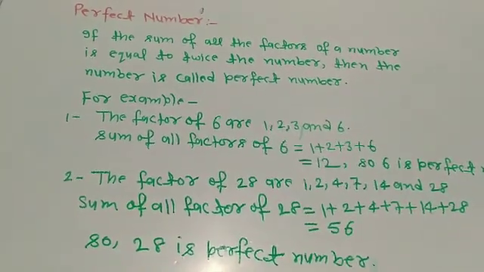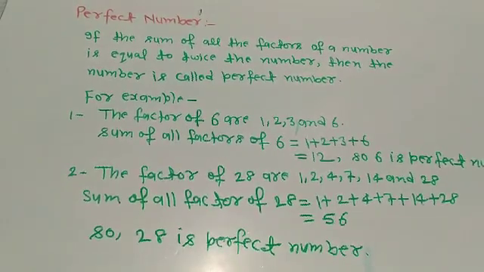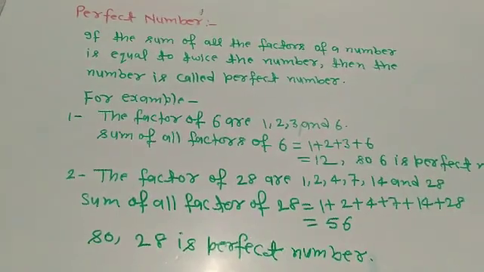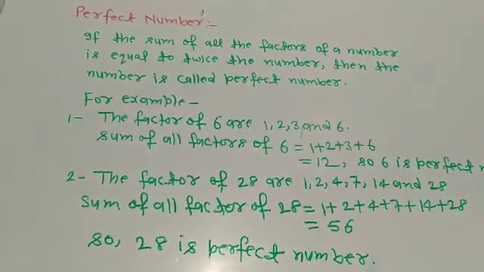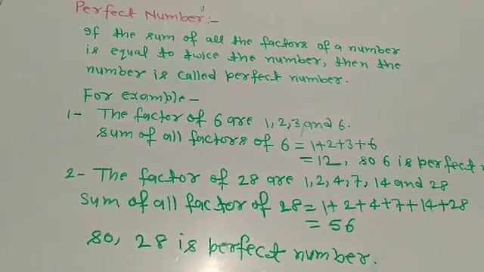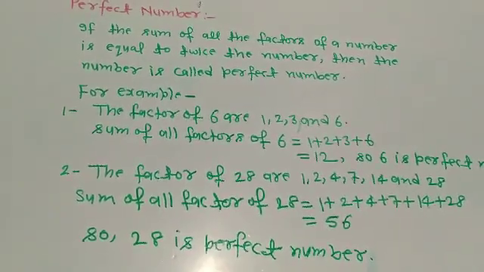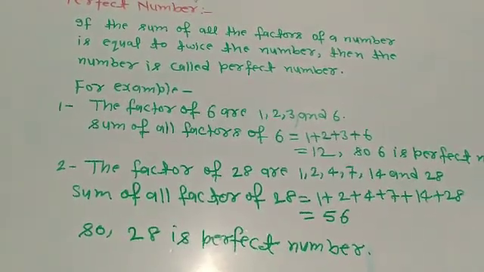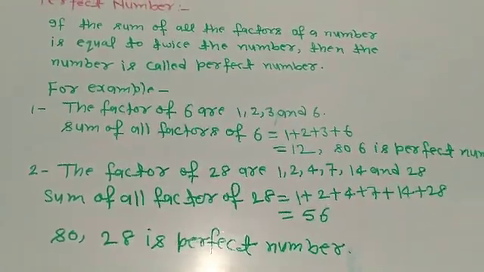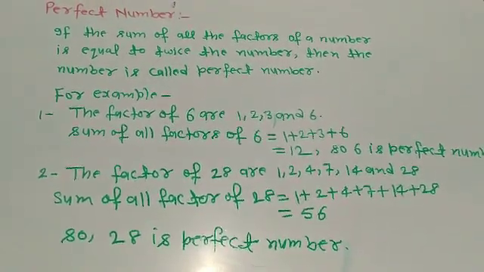Let us check some numbers to see whether they are perfect numbers or not. In this way, first we check the factors of the given number and the sum of all factors, and we check whether the sum is twice the number or not. If it is twice the number, then the given number is a perfect number. Okay, let's see another example.